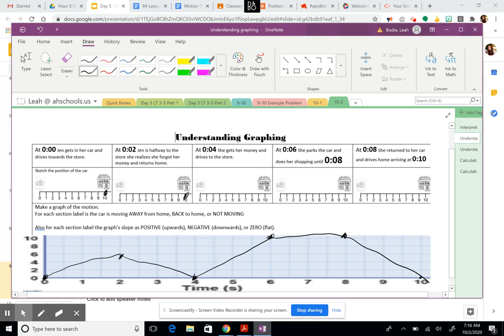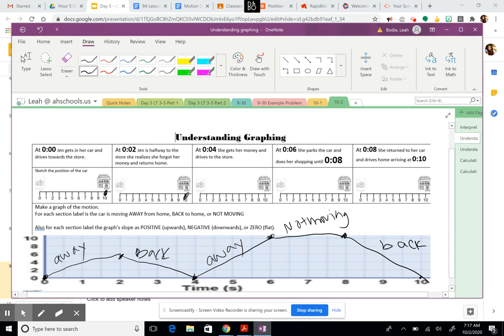We can also label these parts of the graph. Let's label where the car is moving away from home, back home, or not moving. So we know here she's moving away from home. Here she's moving back home. Here she's moving away from home again, right? Because she got home, got her money, went back to the store. Here she's not moving because she's at the store. And then she moved towards home. So we can put back.